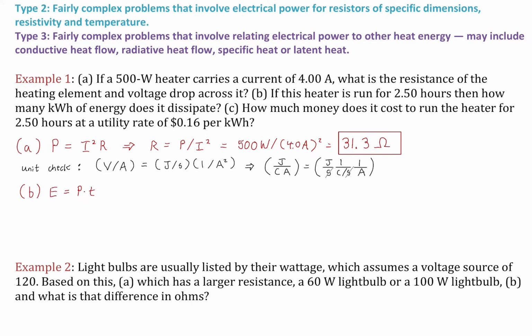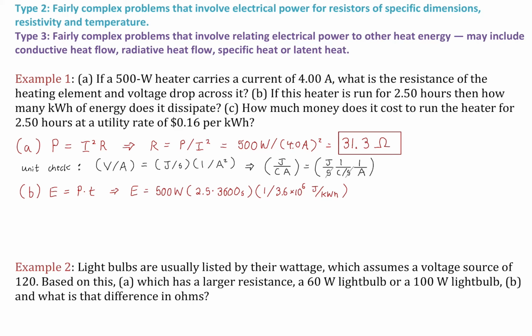Okay, part B. So part B, energy is power times time. All right. And after all, in part B, I should be clear here. The question asked, if this heater is run for 2.5 hours, then how many kilowatt hours of energy does it dissipate? Which is, I could say, convert, right? But it's dissipating it from potential to heat energy throughout the room.